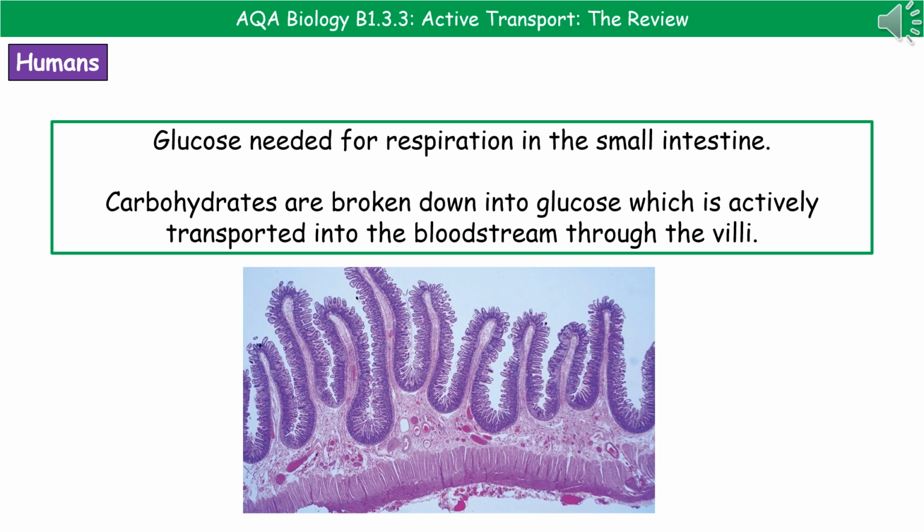Glucose is something we need for respiration in all our cells. And what happens is, as our carbohydrates from our diet pass through our intestines, they get broken down into the glucose units, and those are then actively transported into the bloodstream through these structures called villi, which you can see in the picture at the bottom there. We're going to have a little look at the villi in a bit more detail in a future video.